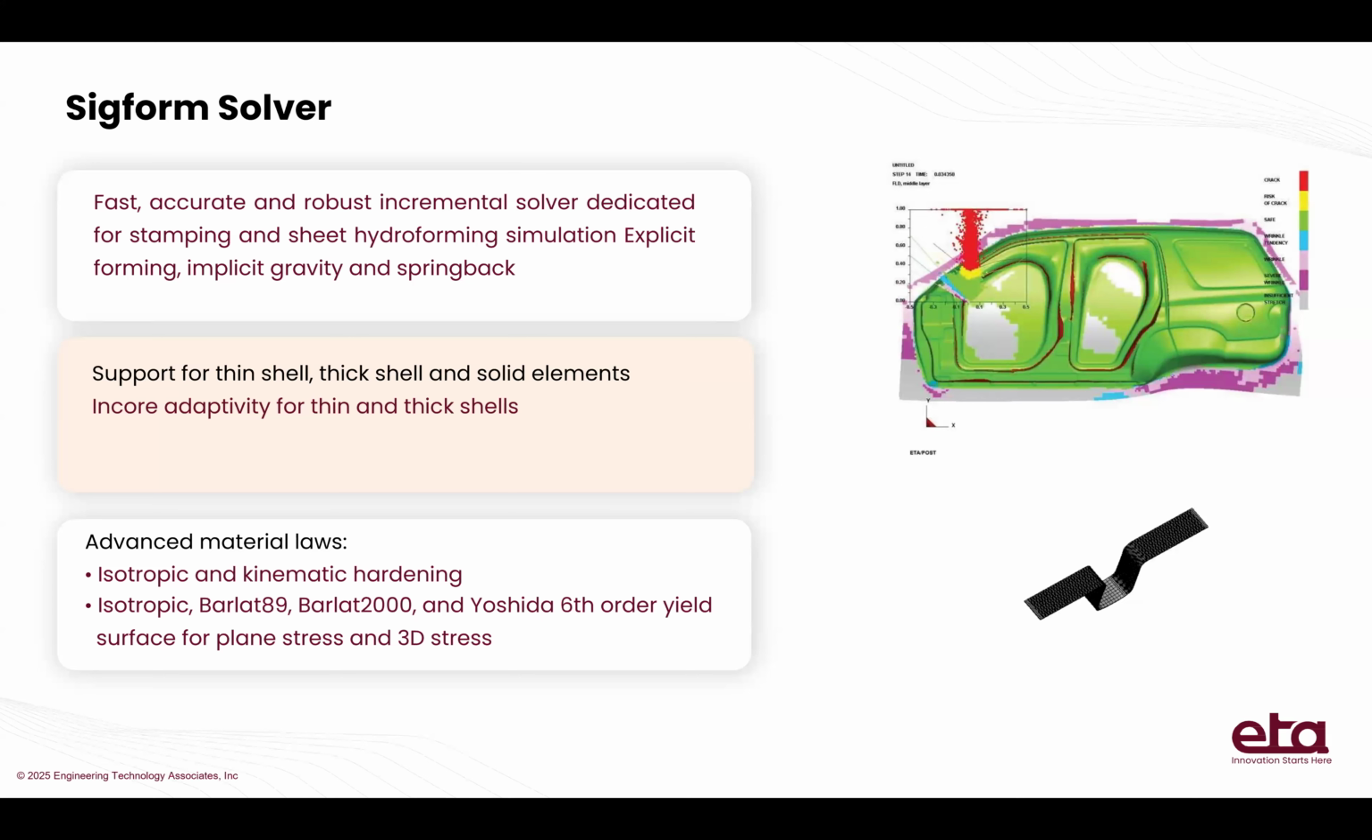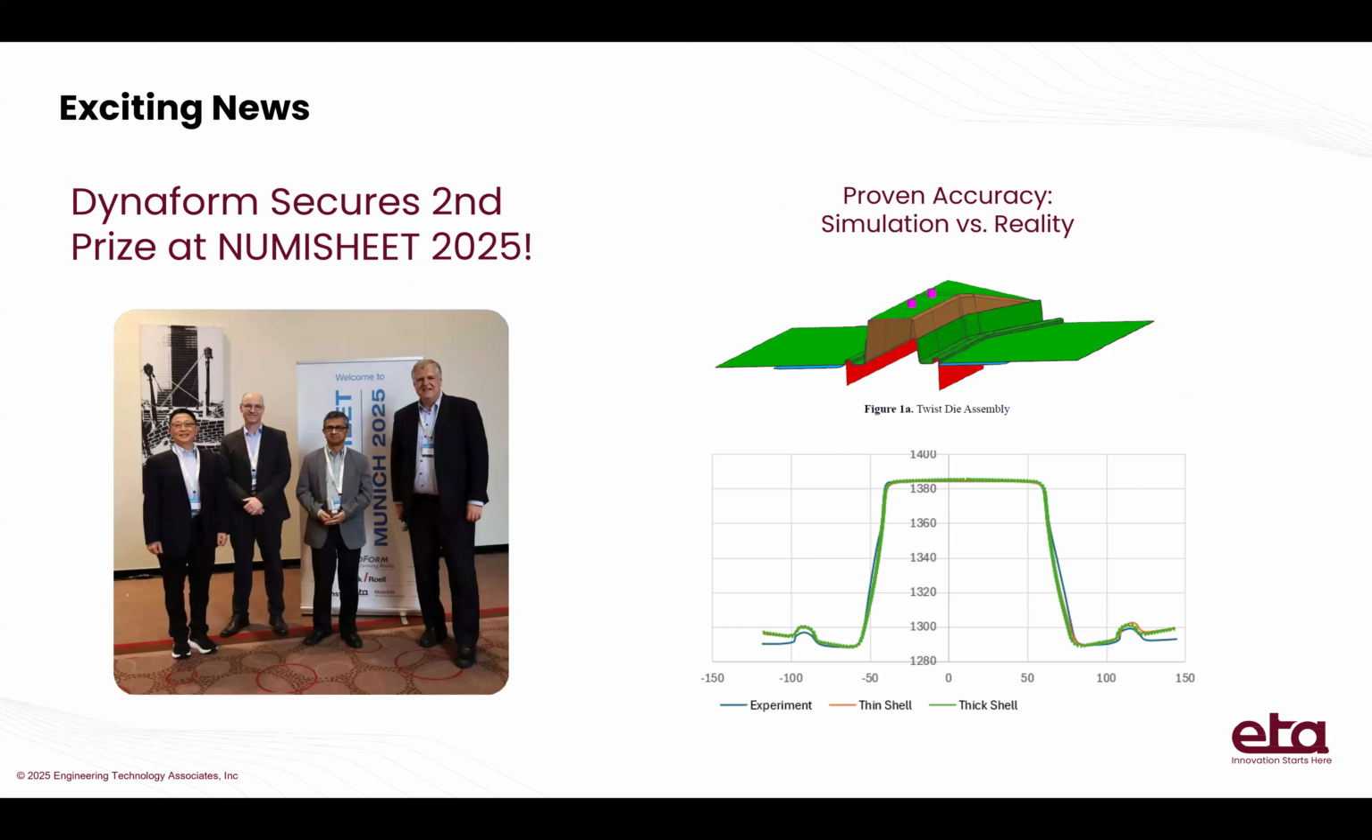Okay, now let's talk about the SIGFORM solver. It is fast, accurate, robust. It handles explicit forming, implicit gravity, springback, thin and thick shell, and even solid elements. This solver also supports advanced material laws such as Barlat 89, Barlat 2000, and Yoshida.